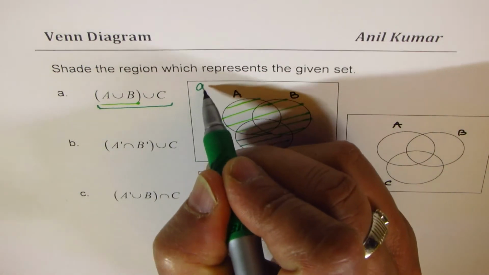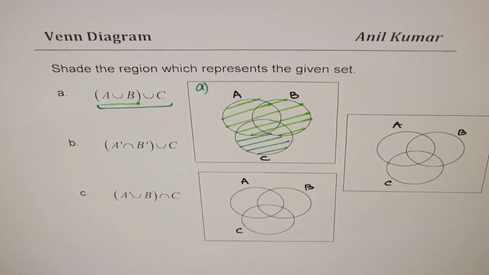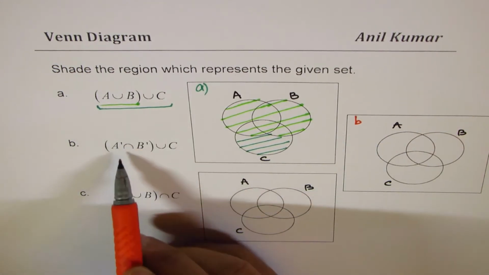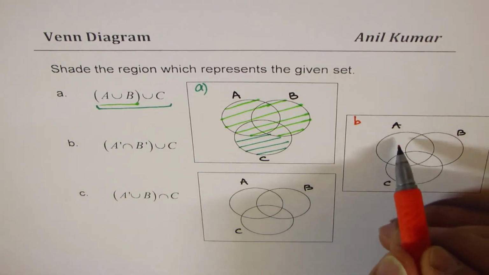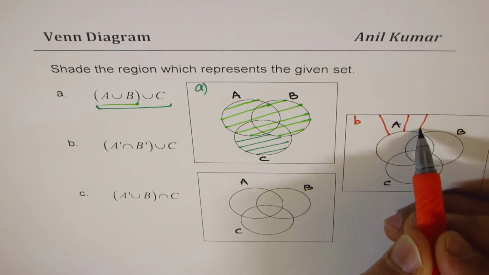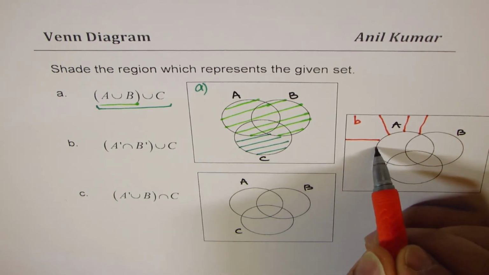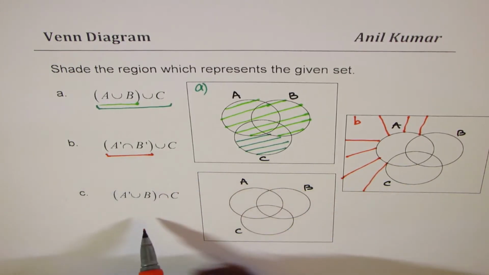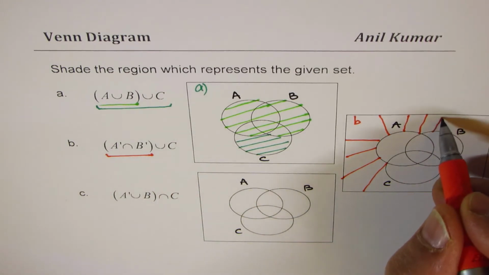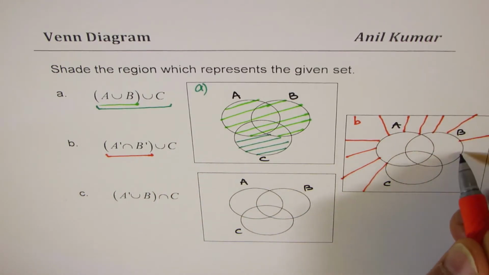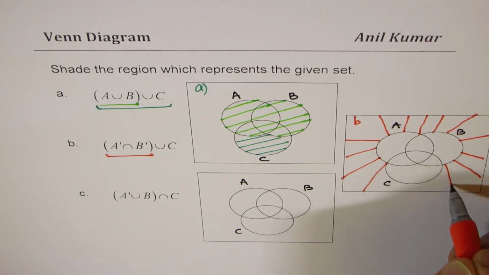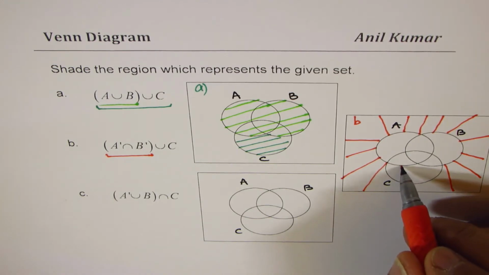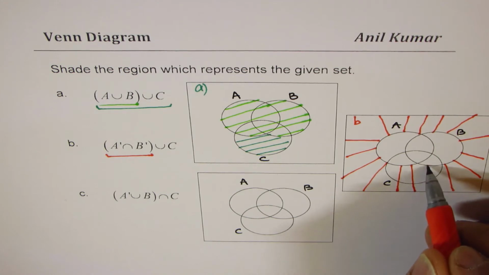So this was part A. Let's use this diagram for part B. So in B, not A intersection not B means everything outside. So now we're talking about everything outside. This is not A, right? Not A, not B. This is all not A. So first let's focus on this. Intersection of what is not A and what is not B. Not B is also this, right? Outside B. Okay. Outside B also includes this portion, right? So not A, not B is this portion.